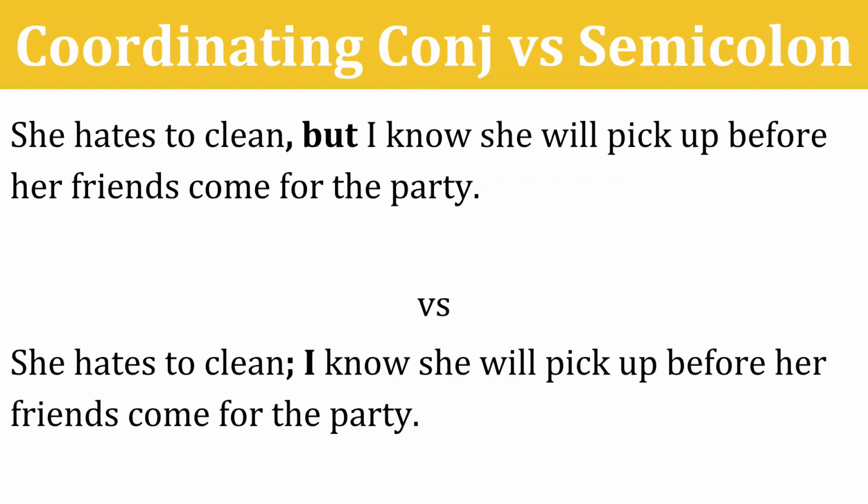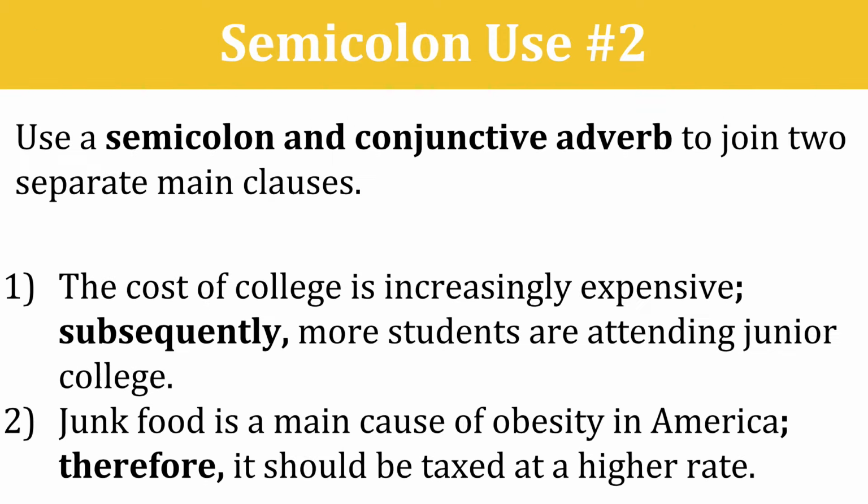So if you wanted to say, "She hates to clean, comma, but I know she will pick up before her friends come for the party." Instead, if you used a semicolon, it would read, "She hates to clean; I know she will pick up before her friends come to the party." So in either instance, it's correct. In one strategy, the first sentence, you're using a coordinating conjunction and a comma to combine two independent clauses. And in the second sentence, you're using the semicolon to combine those two independent clauses, those two main clauses.